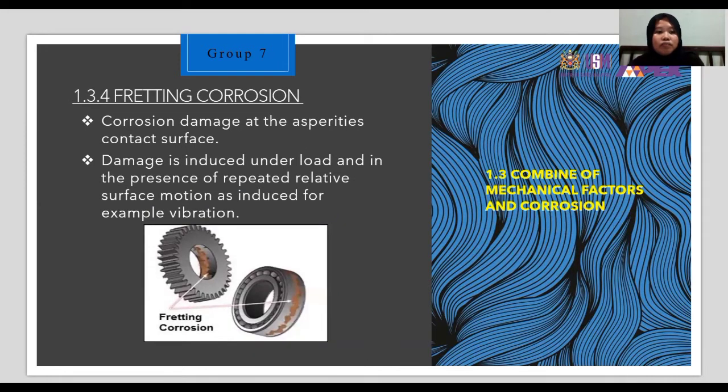Next is fretting corrosion. Fretting corrosion causes corrosion damage at the asperities contact surface. Damage is induced under load and in the presence of repeated relative surface motion as induced, for example, by vibration.